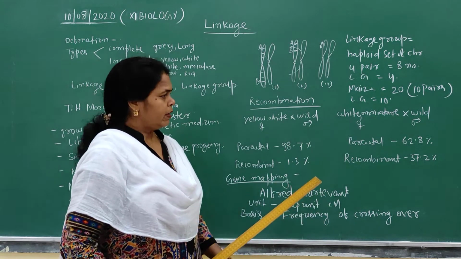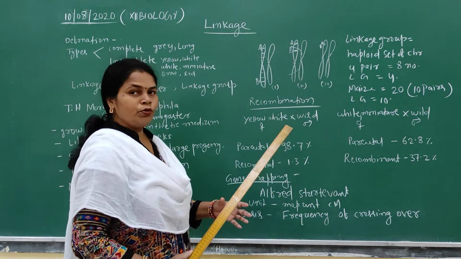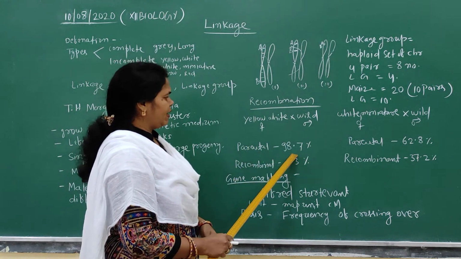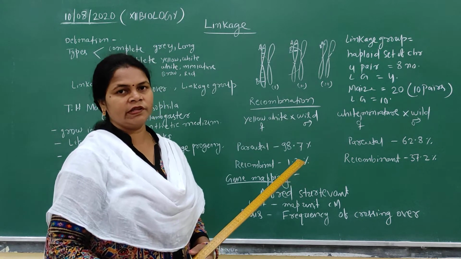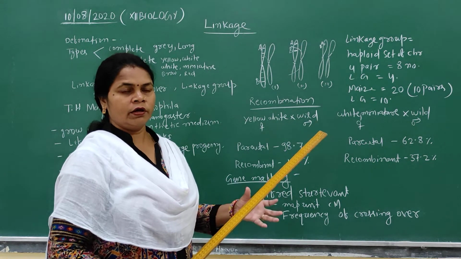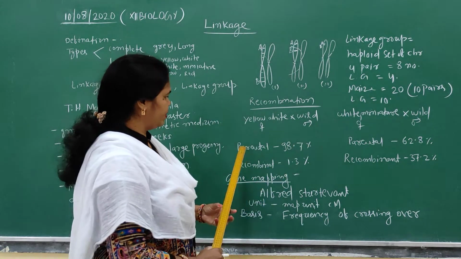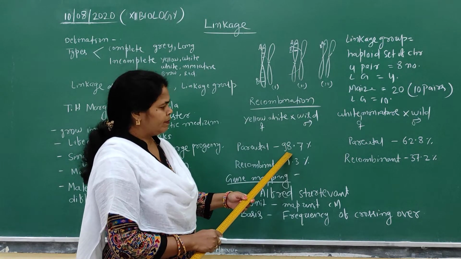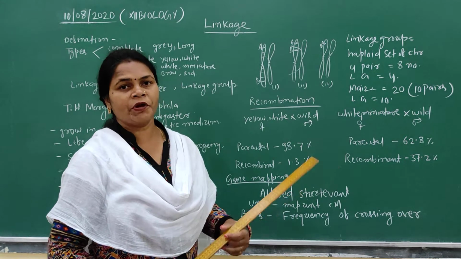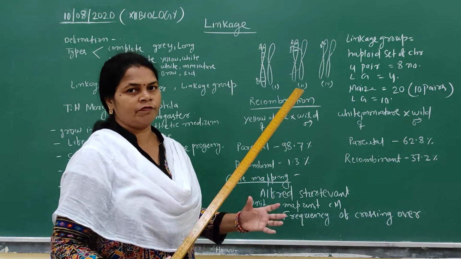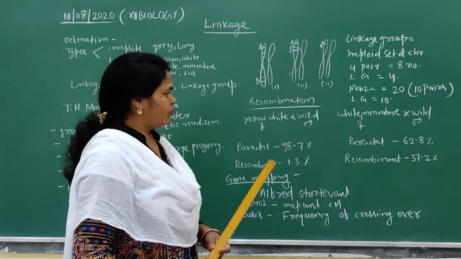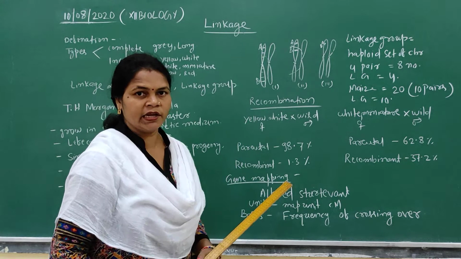37.2% recombinant offspring. So he proposed that if two genes are very close to one another, then the parental combination is more frequent. He coined the term linkage for these parental combinations of offspring, and the non-parental or recombinant offspring are produced due to the process of recombination between the genes. So Morgan proposed linkage and recombination.